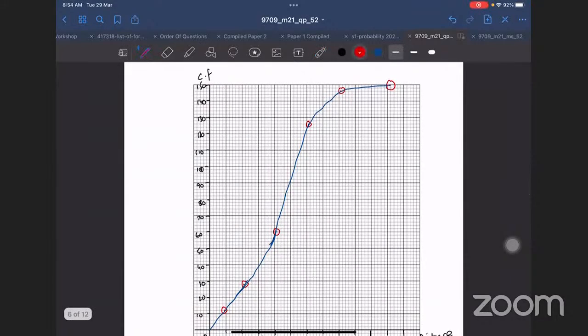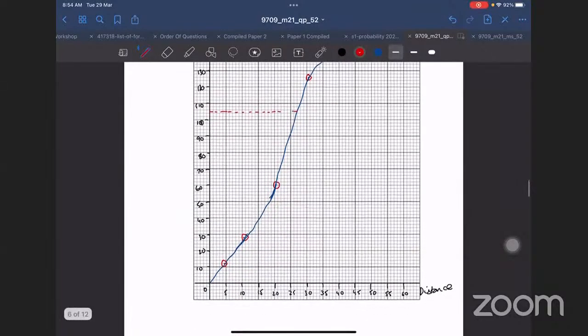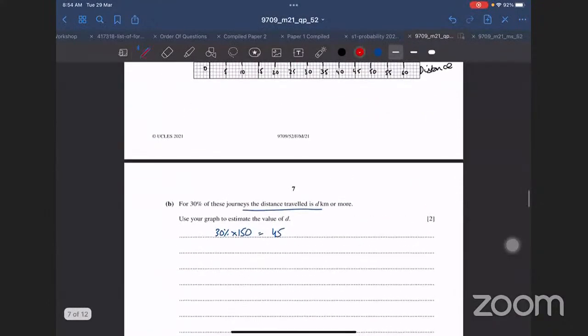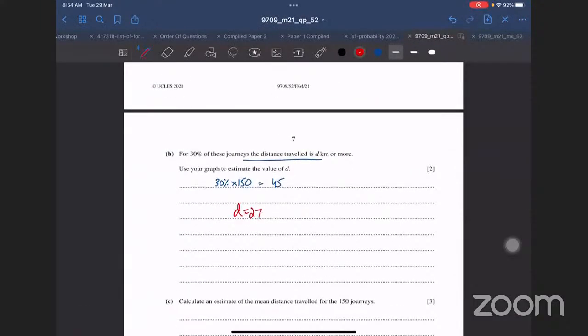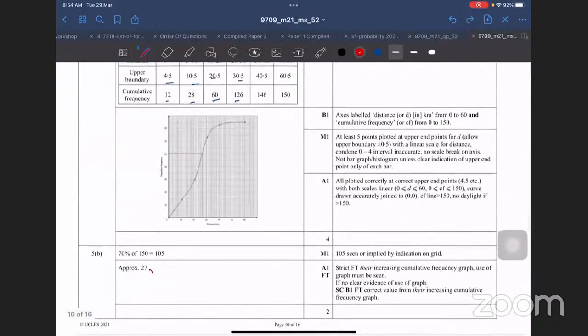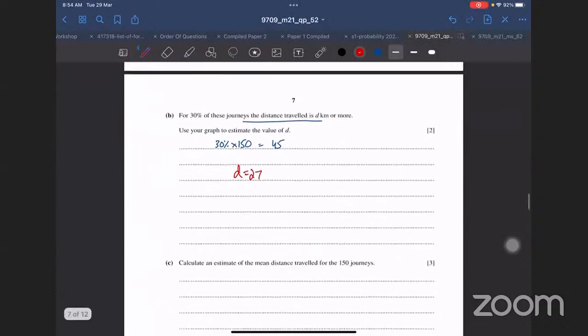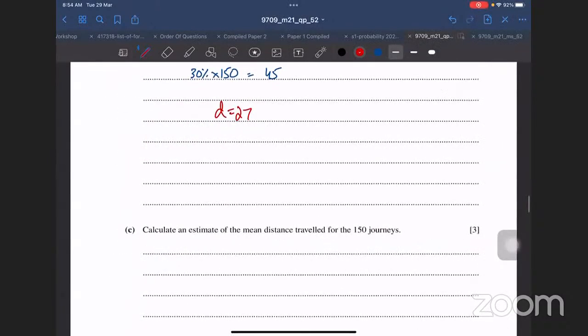So what I'm going to do is take my pencil and read 105 from here. And this turns out to be approximately 27. So D is therefore 27. Is that the correct answer? Approximately 27, which means my curve was also correct. Then it says calculate an estimate of the mean distance traveled for the 150 journeys.